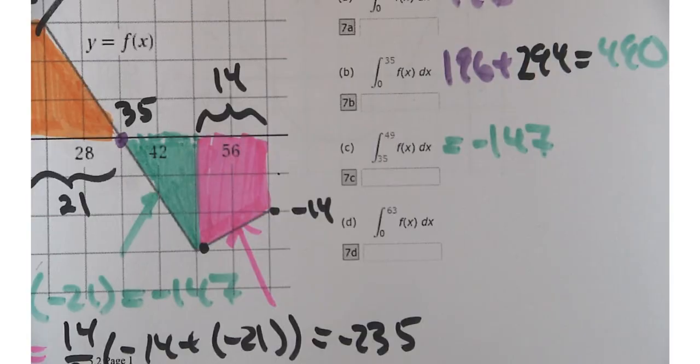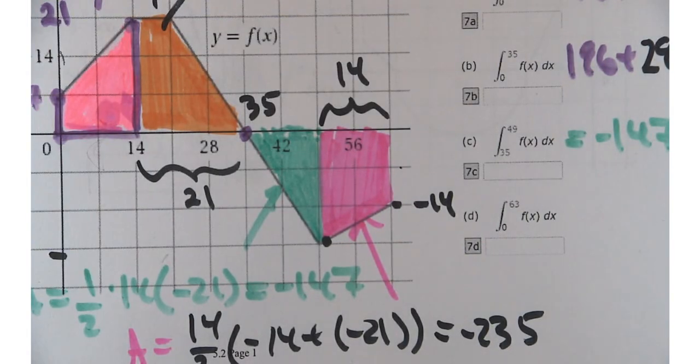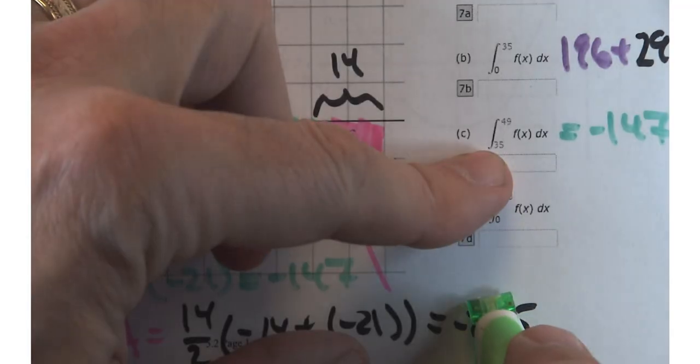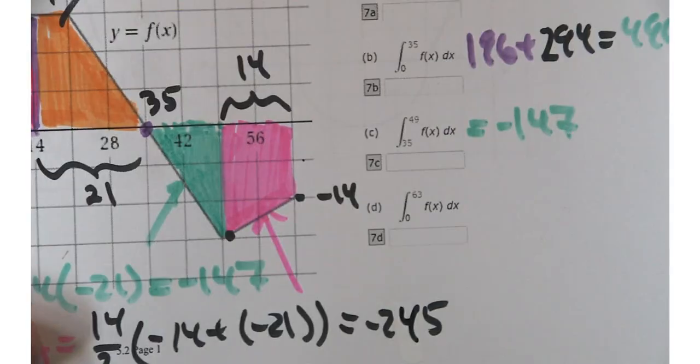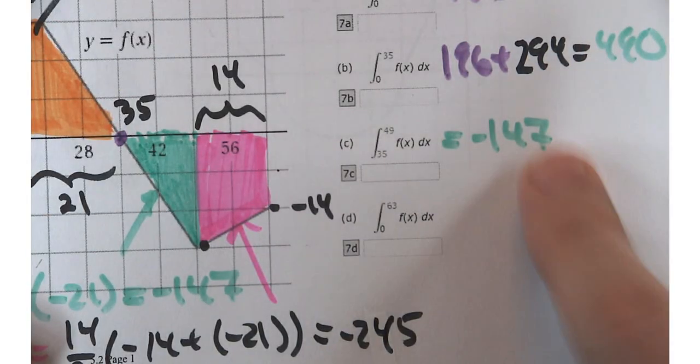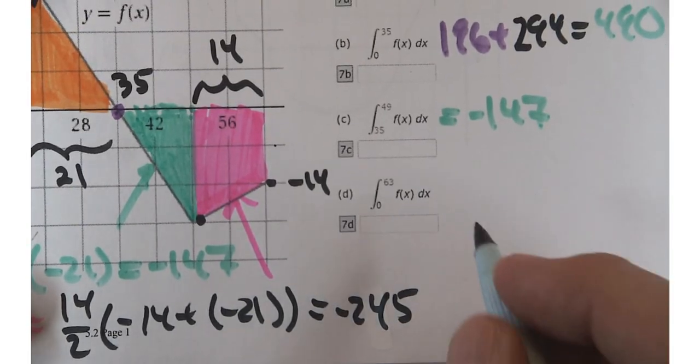So let's start out with the 490. Is it 235 or 240? I got 245 as well. 245? All right, thank you. 245. Thank you. All right, so basically 490 minus 147 minus 245, and we end up with 98.